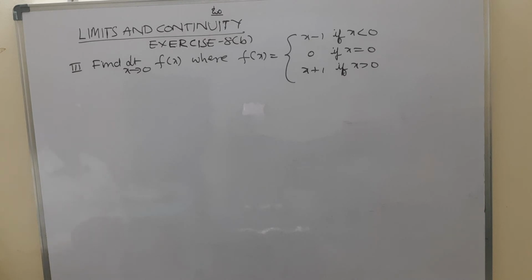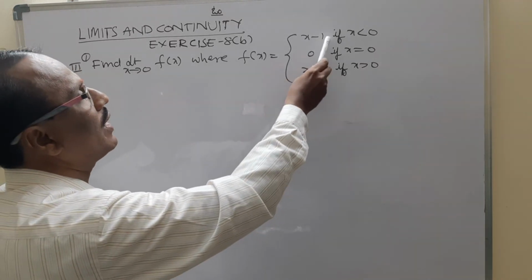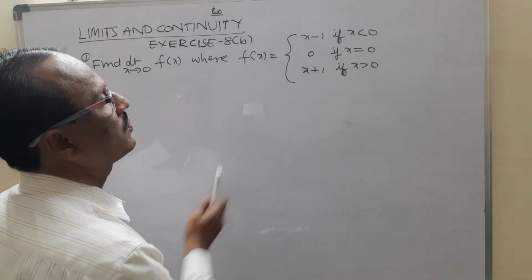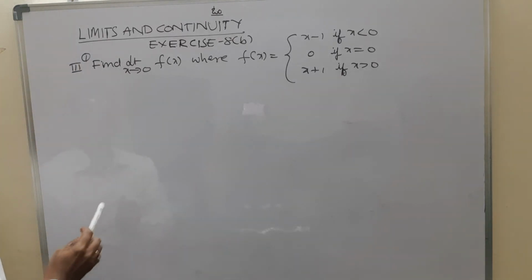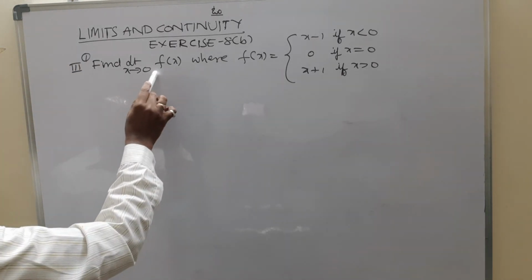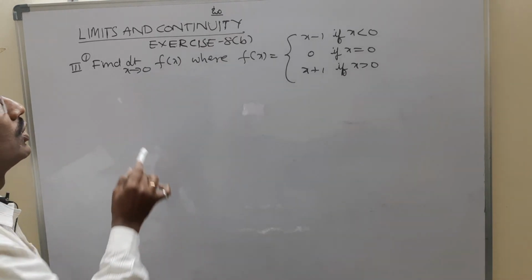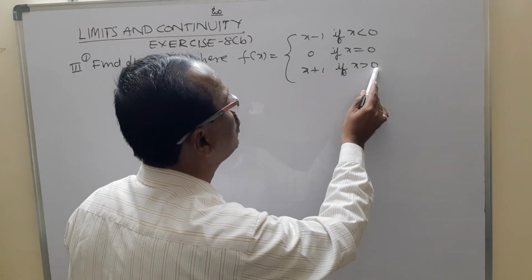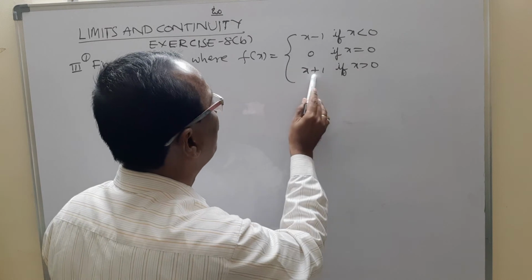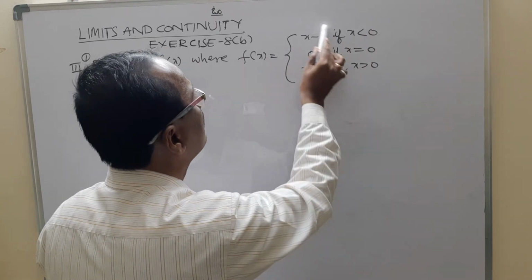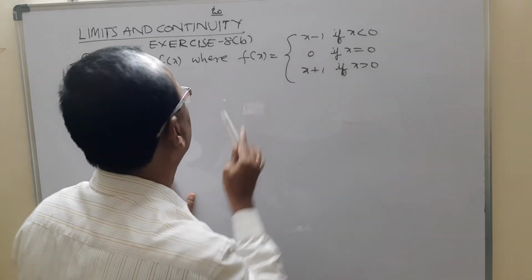Question number 3, Roman numeral one. Find limit x tends to 0 of f of x, where f of x equals x minus 1 if x is less than 0, 0 if x equals 0, and x plus 1 if x is greater than 0. In this question, to find limit x tends to 0 of f of x, first find the right hand limit and left hand limit at x equal to 0. For x greater than 0, f of x is x plus 1. This is the right hand limit function. If x is less than 0, f of x is x minus 1. This is the left hand limit function.